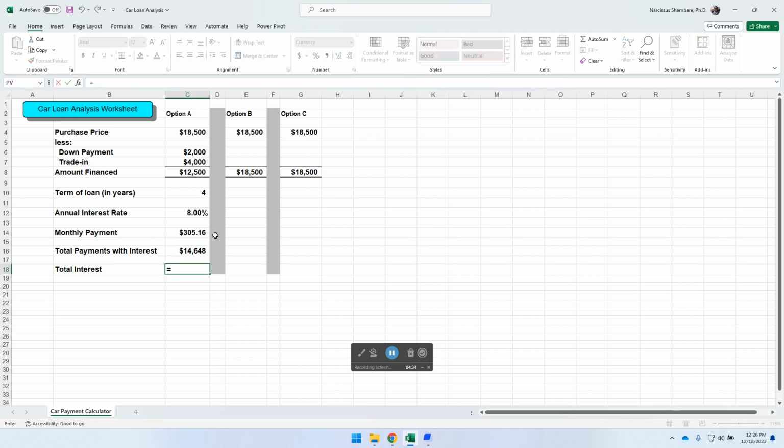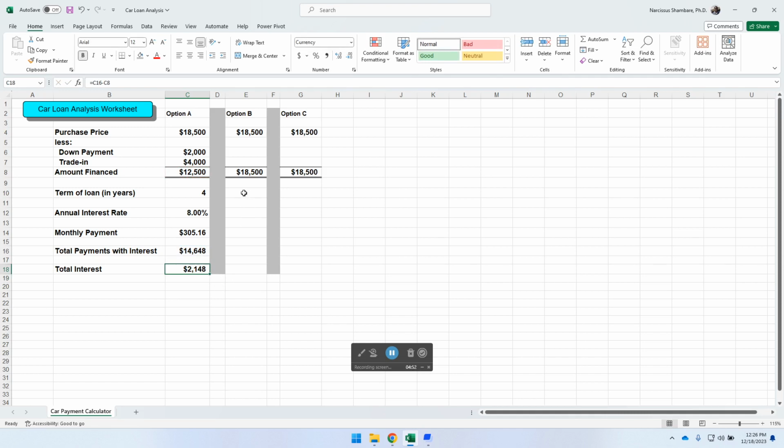So again, we can go ahead and find the difference between the total payments with interest and the money, the principal that we actually borrowed. And we can see that by that, we'll have paid 2,148 in interest.